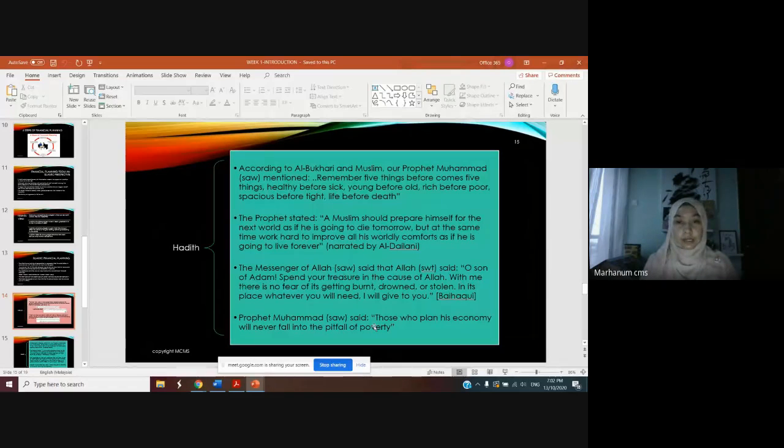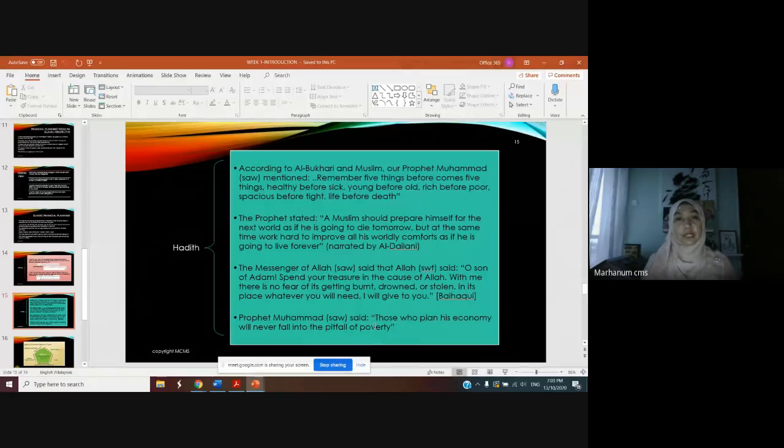In the hadith, I just read one hadith according to Al-Bukhari and Muslim. Our Prophet Muhammad SAW mentioned, remember 5 things before 5 things come: healthy before sick, young before old, rich before poor, spacious before tight, and life before death. It's all about the preparations toward the future. And lastly, Prophet Muhammad SAW said, those who plan his economy will never fall into the pitfall of poverty.